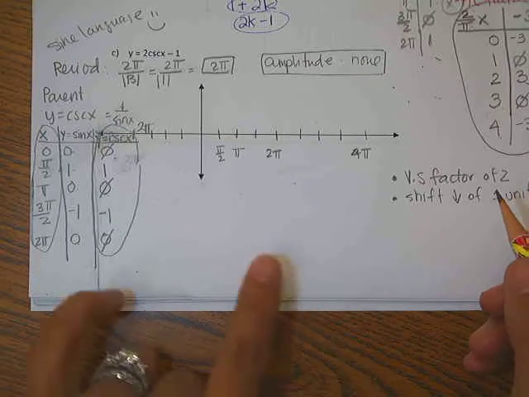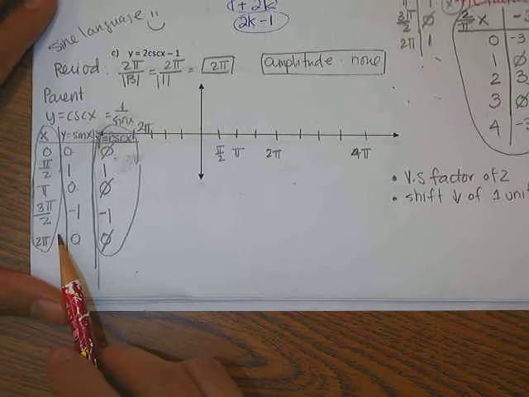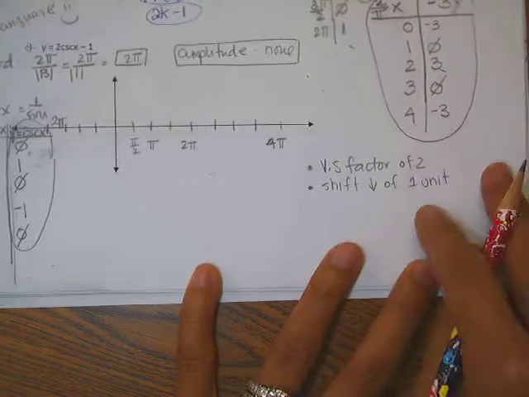Since I'm out of space over here, I'm just going to make another table over here with both of these transformations.